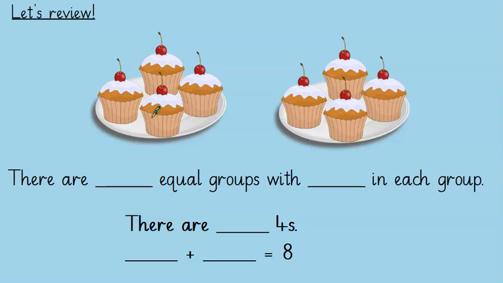So that means there are 2 equal groups with 4 in each group. Or we could say there are 2 4s. Can you see that? There's a 4 there and there's a 4 there. 4 and 4. There are 2 4s, which is the same as 4 add 4. 4 add 4 equals 8. Okay, let's practice that.